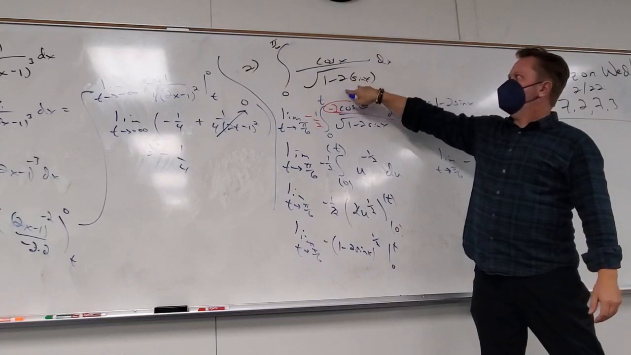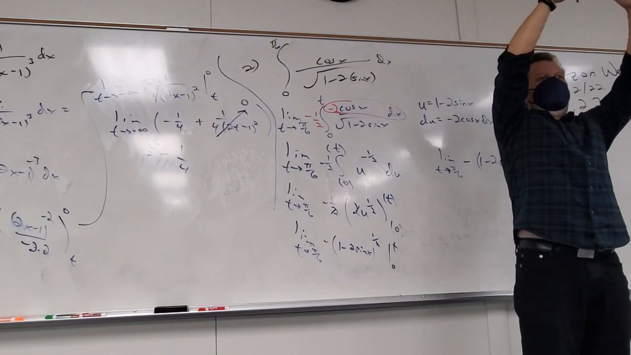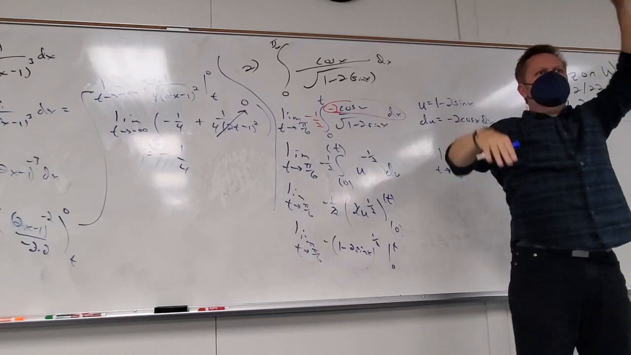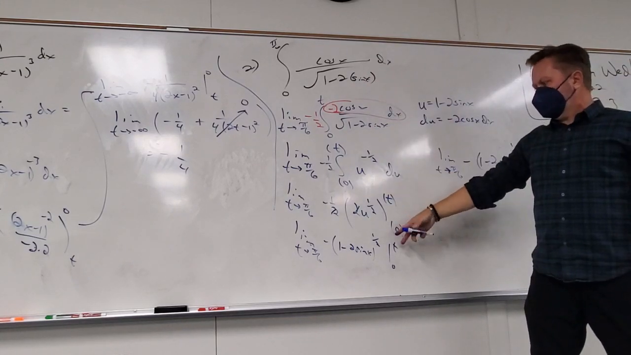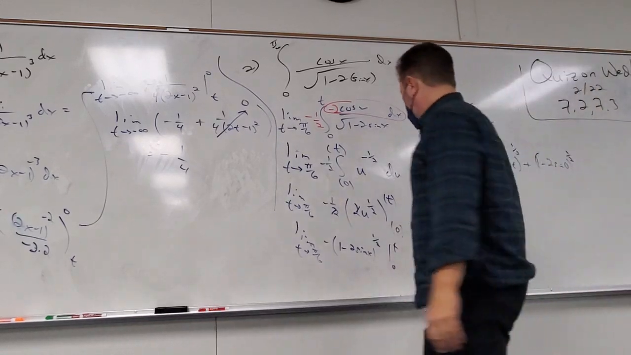This is undefined at pi over 6. So on first glance, you're like, it goes to infinity there. How could the area be anything? But the minute you do the integral, it becomes a function that's completely fine there. In fact, that piece is 0.